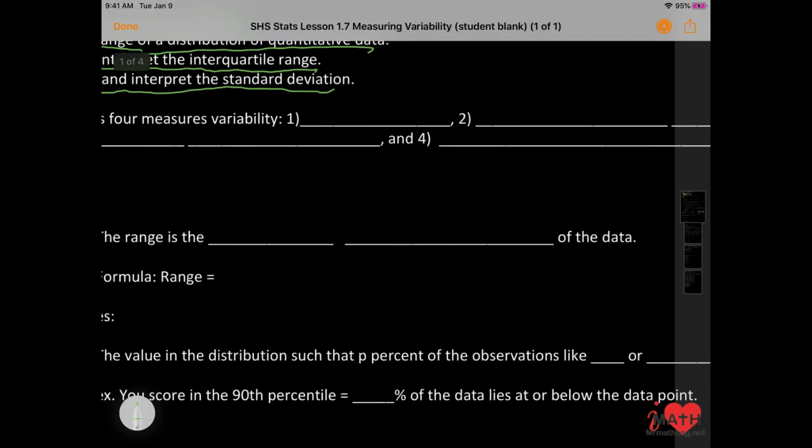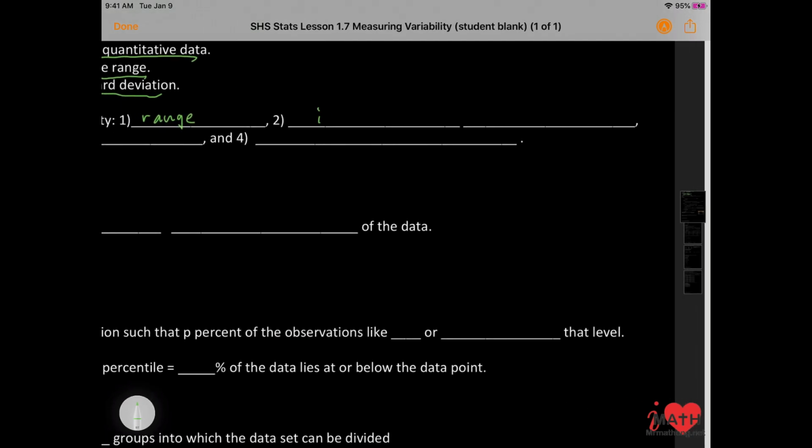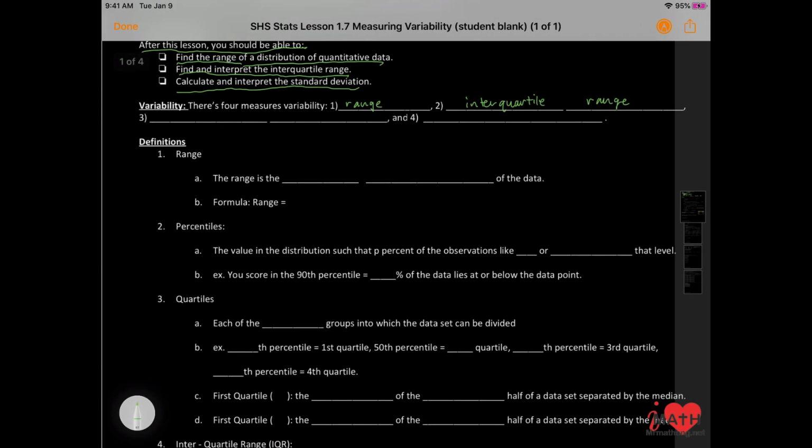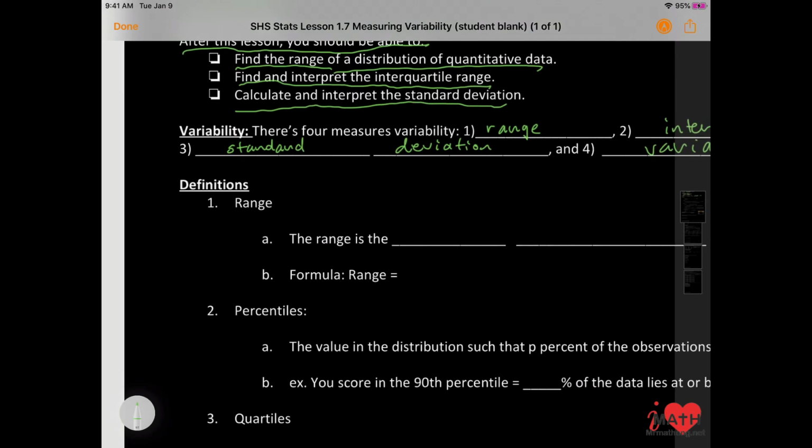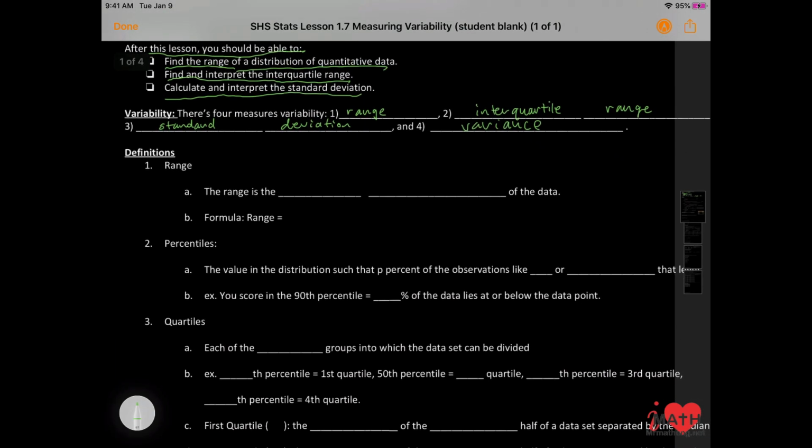All right, so let's go over what these are. There are four measures of variability. There's the range, there's the interquartile range, there's something called the variance, I'll put in this one because I have 2 blanks, and the other one is called the standard deviation. So there are the 4: range, interquartile range, standard deviation, and the variance.